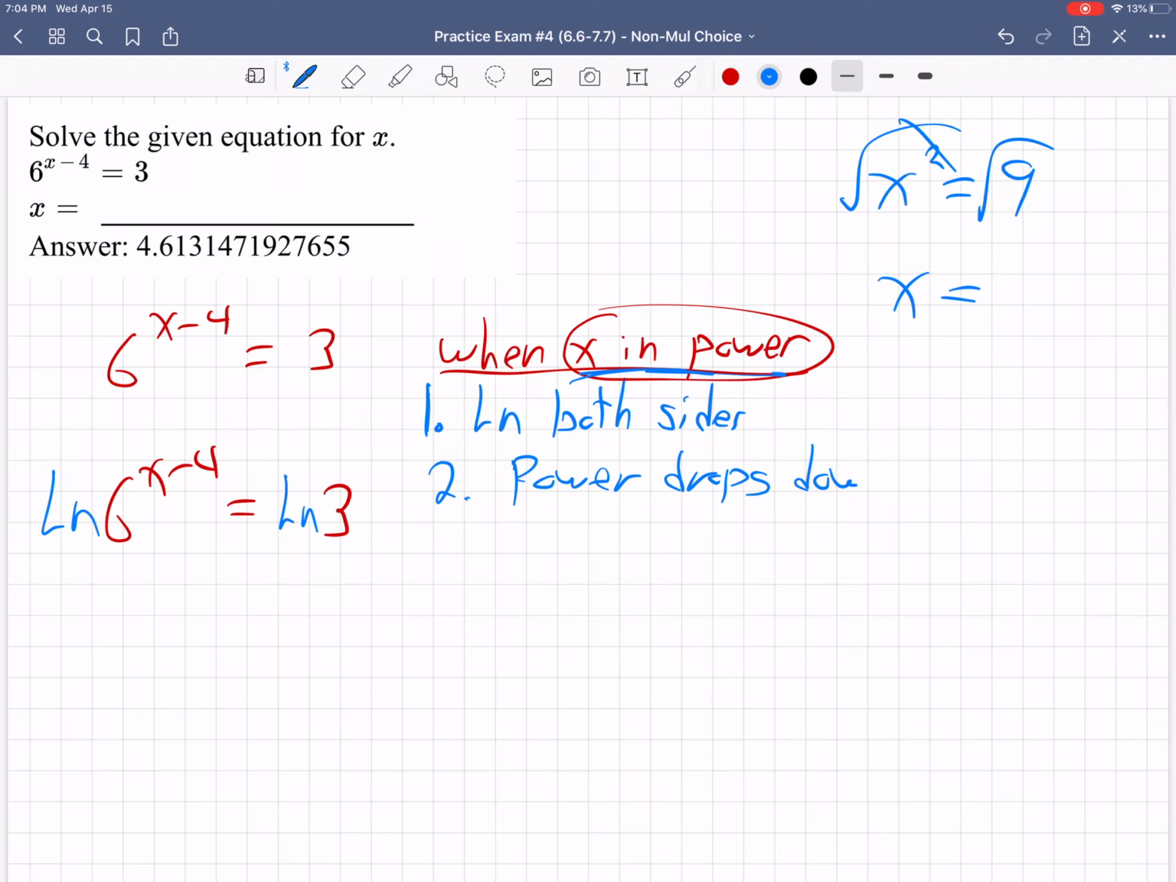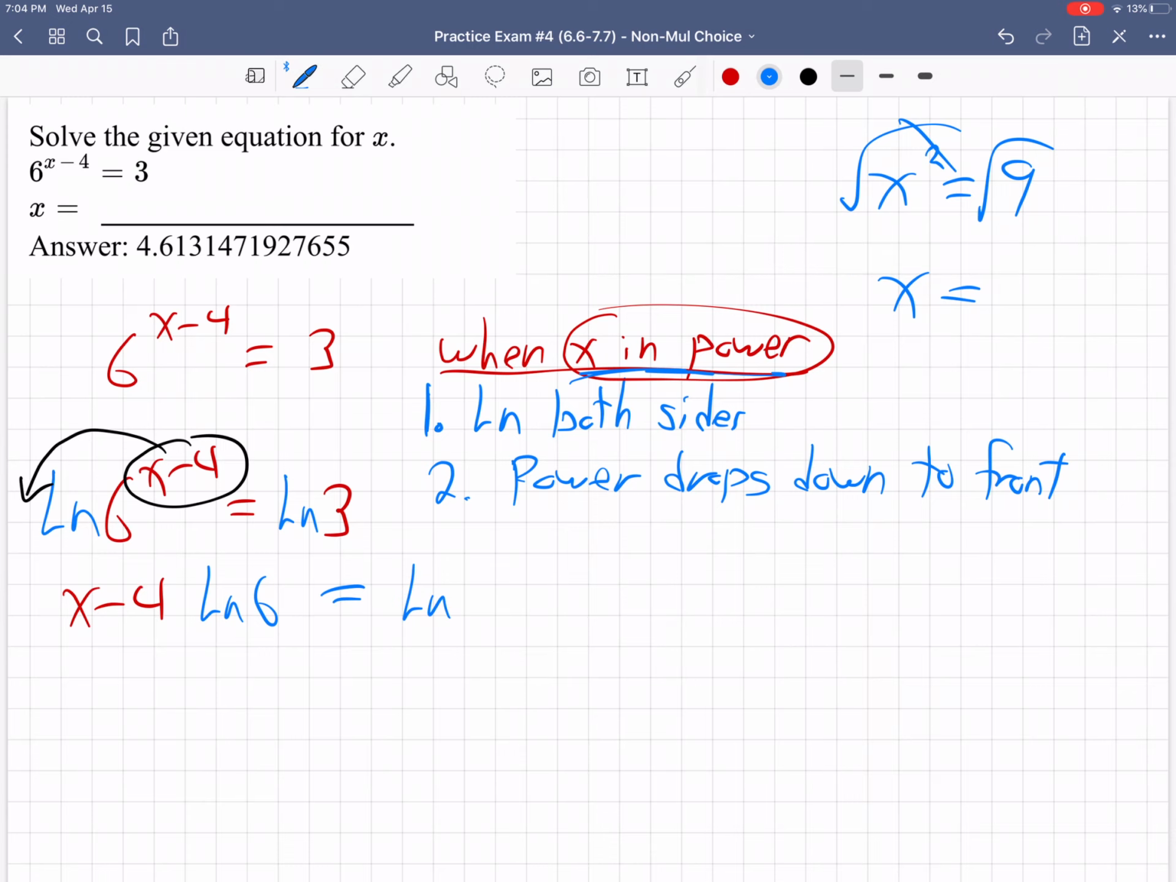Okay, so then step number 2, the power drops down to the front. So the power is going to drop down to the front. What power do we mean? We mean this whole power here is going to drop down to the front. So it's going to be x minus 4, and then we have the natural log of 6, and the natural log of 3 is still on the other side. So step 1, ln both sides. Step 2, the power drops down to the front.